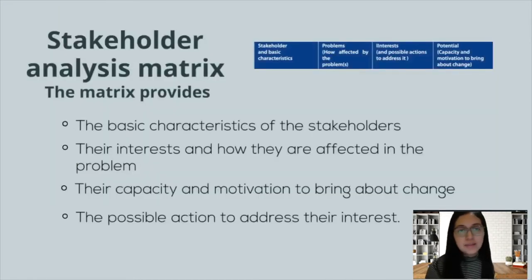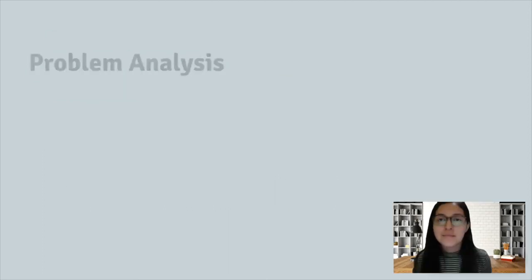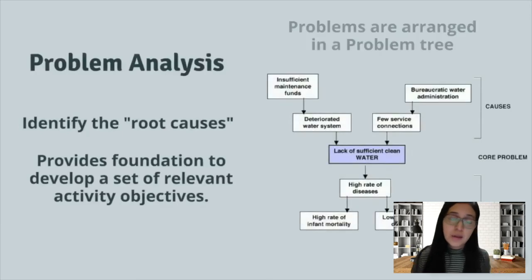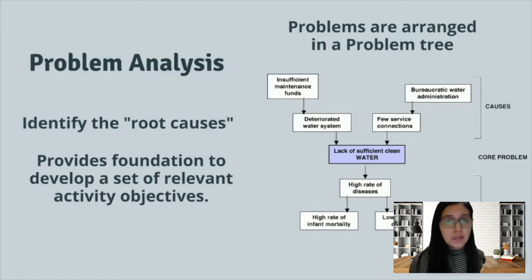So here is a stakeholder analysis matrix. The matrix provides the basic characteristics of the stakeholders, their interest, their capacity and motivation, and what is the possible action that each of them can address to the project. The following step in the analysis phase is the problem analysis.